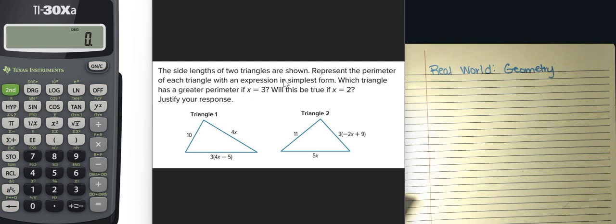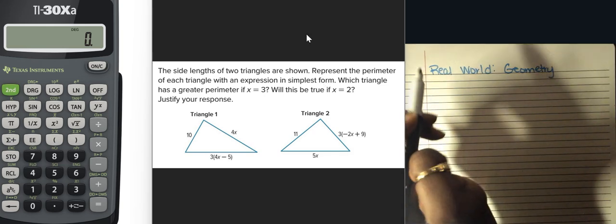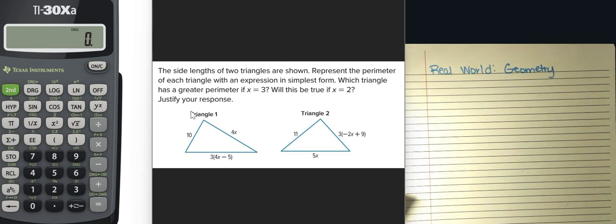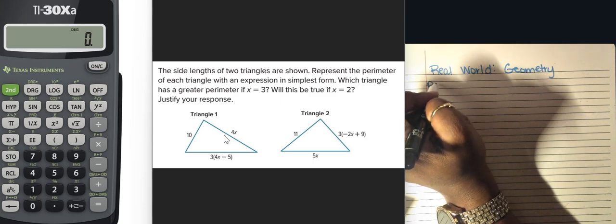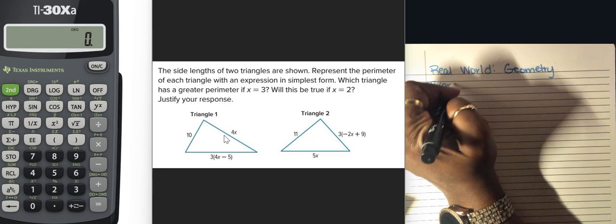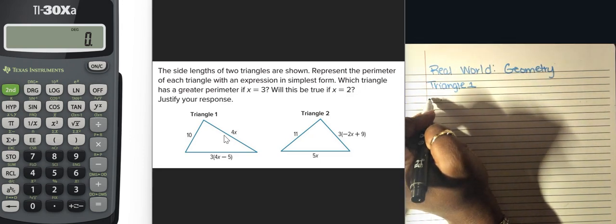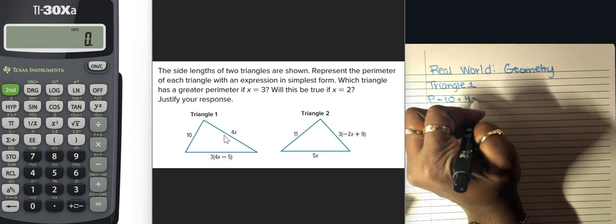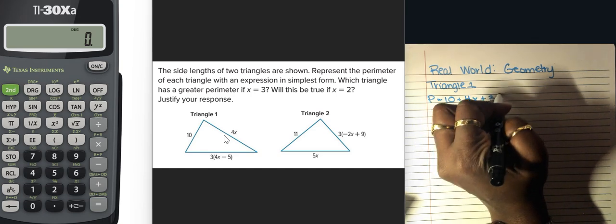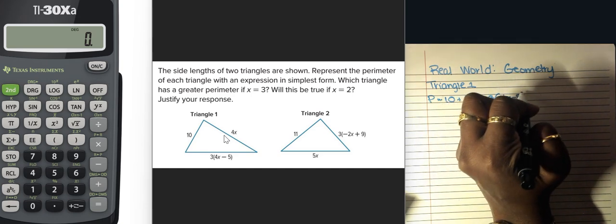All right, so the first thing that we need is to represent the perimeter of each triangle with an expression in simplest form. So remember that when we're talking about the perimeter, we're simply talking about the distance around, like the edges. So we're adding all of that together. So our perimeter of, let's say, triangle one, let's separate that. So triangle one, the perimeter is going to be 10 plus 4x plus 3 times (4x minus 5).